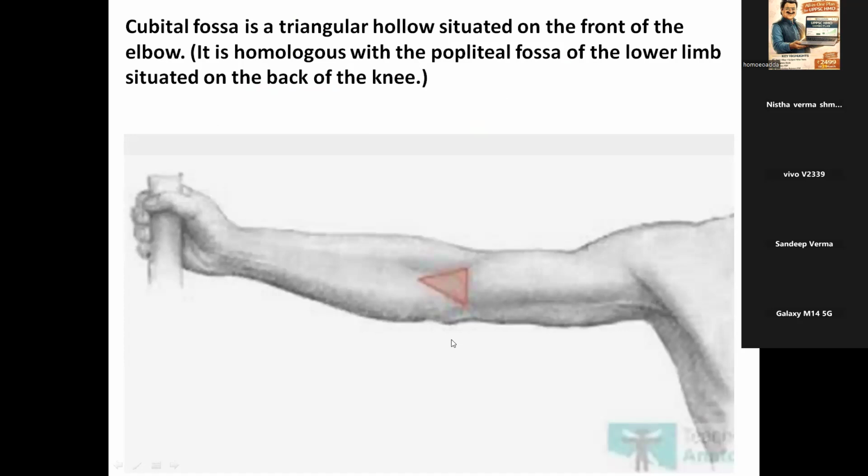Okay, the next topic that is related to these muscles only, and that's why we are taking it because it is a cubital fossa, right? So it's a triangular hollow area situated in the front of the elbow. So that is of a cubital fossa. ठीक है? जैसे कि पाव में at the back of the knee there is a popliteal fossa. The front of the elbow has a cubital fossa. ठीक है?